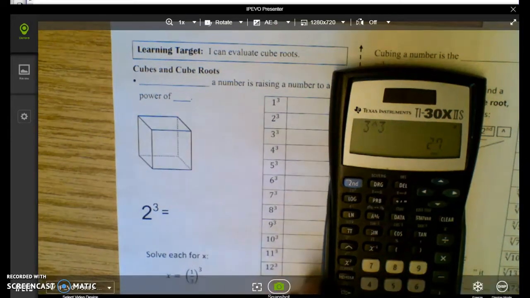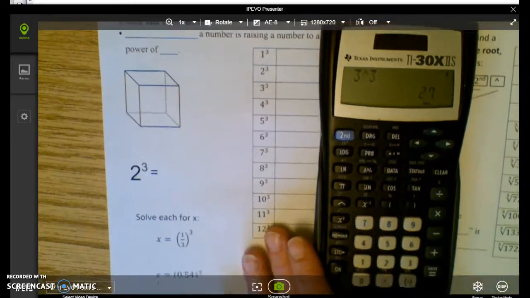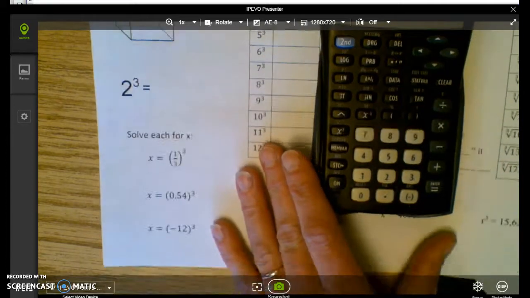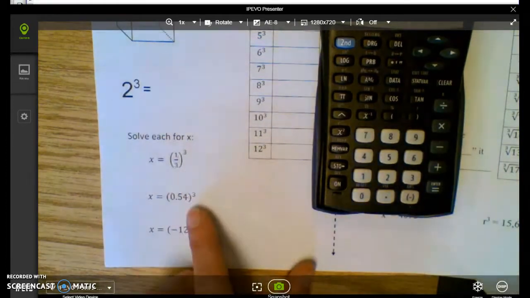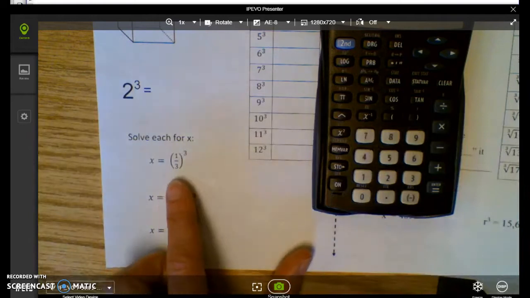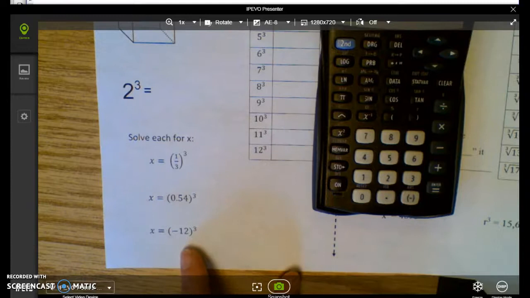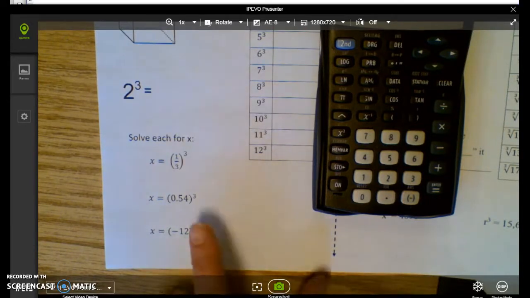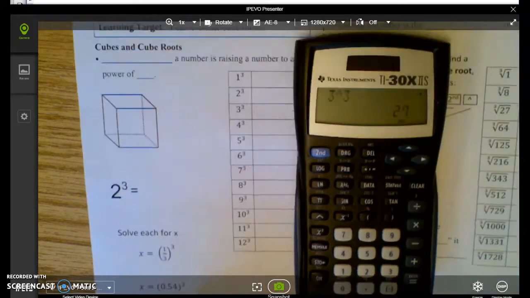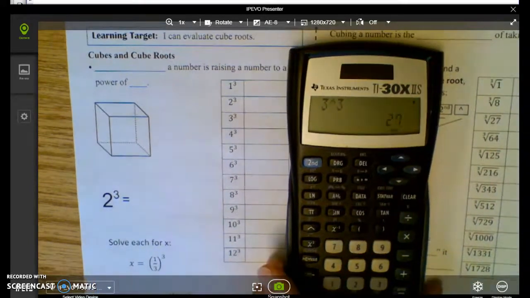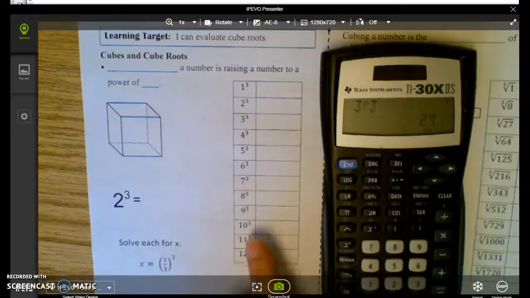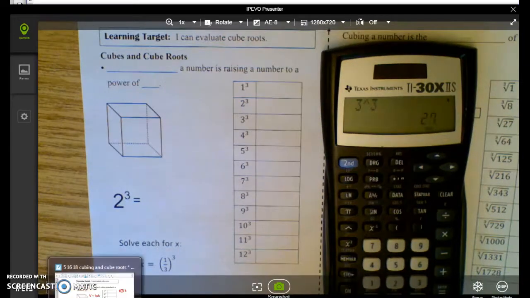Go ahead and pause this video. Once you've had a chance to answer all of them, you may even go on and do these 3 at the bottom. This is just to practice making sure you know how to put in fractions, decimals, and negative numbers with our caret button to the 3rd power. So again, pause this video right here, and then when everybody is set and you're ready to check your answers and move on, you can press play again.